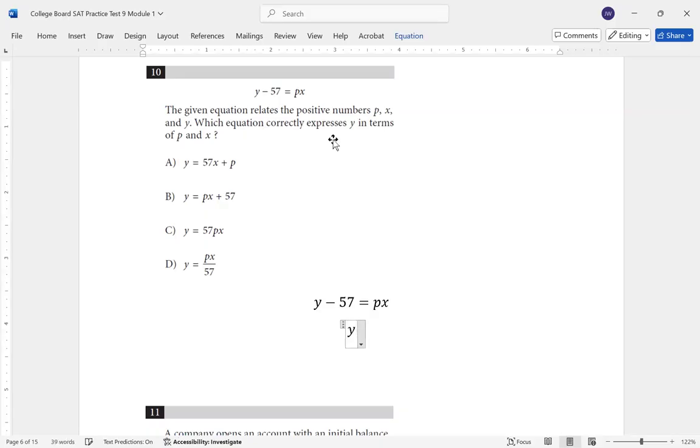So adding 57 to the left side gives us y. Adding 57 to the right-hand side gives me px plus 57. So that's the equation which correctly expresses y in terms of p and x. And that is option B. Therefore, the answer to question 10 is B.